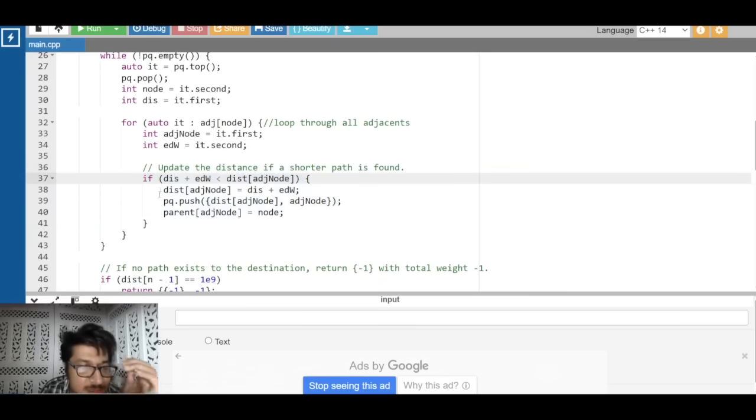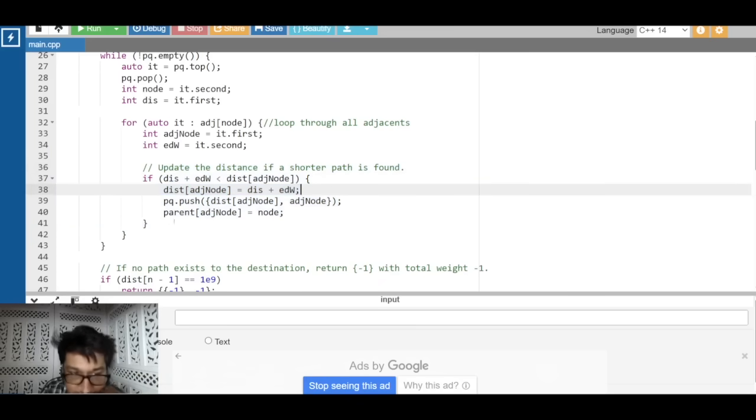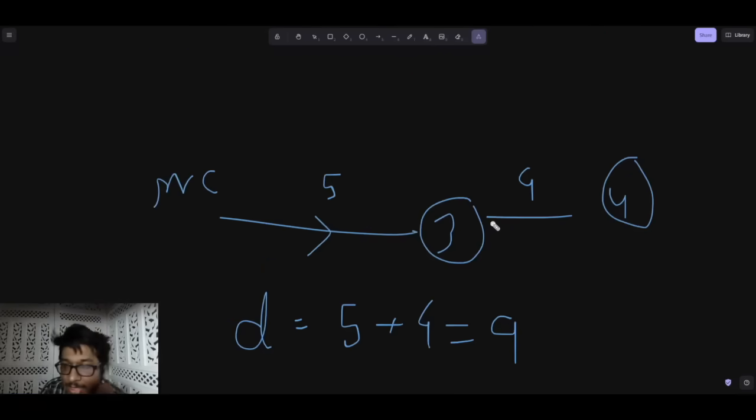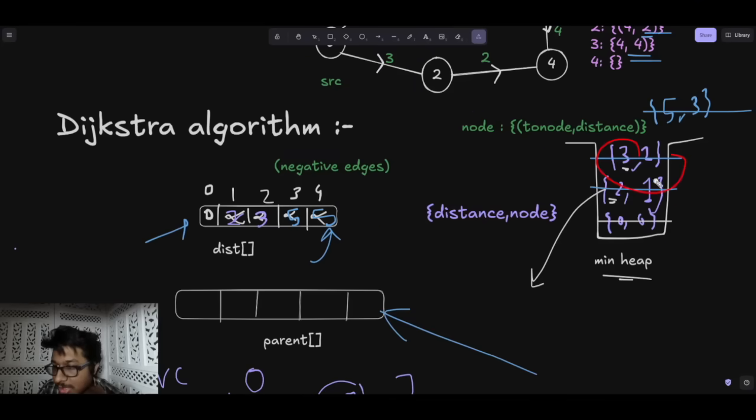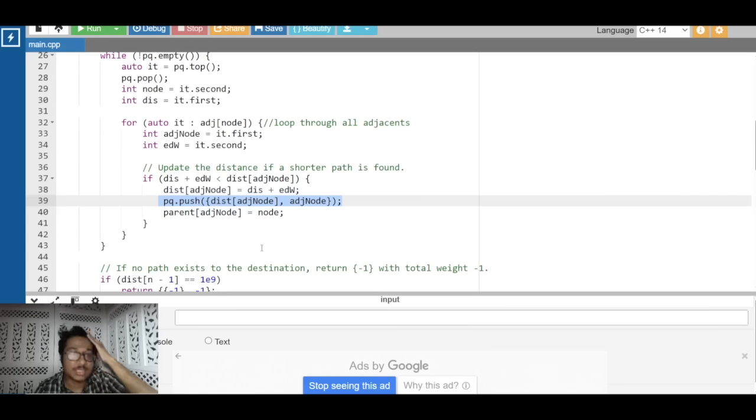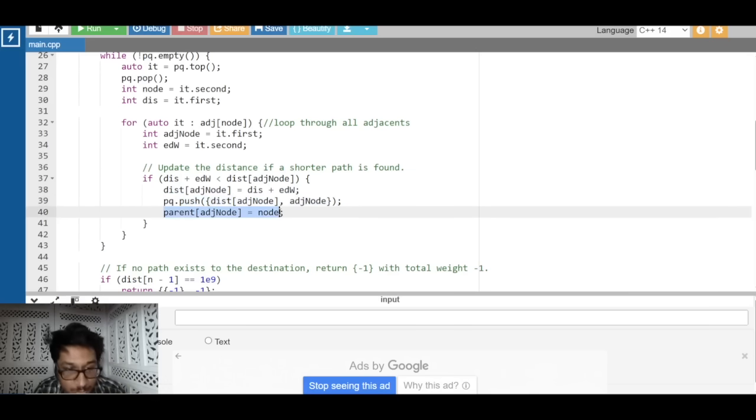Otherwise you just update it in the distance array, and of course you push it into your priority queue, as I was doing again and again for all of the nodes, right? Okay, now one extra thing you have to do is set the parent of the adjacent node.